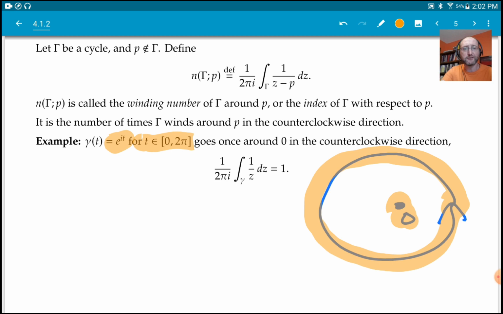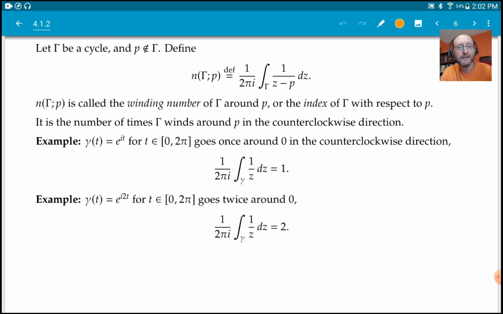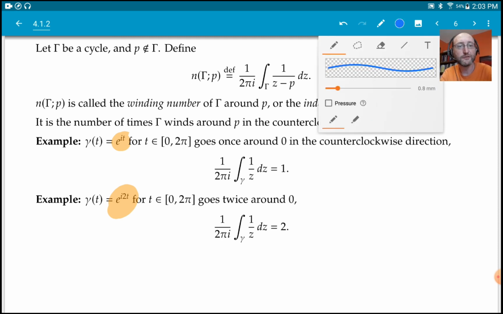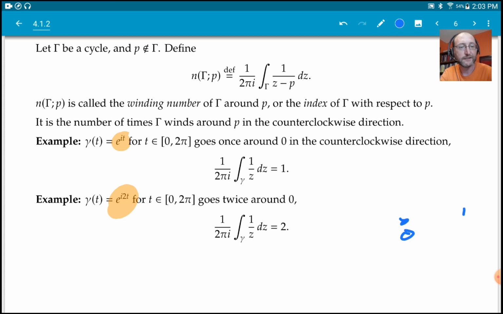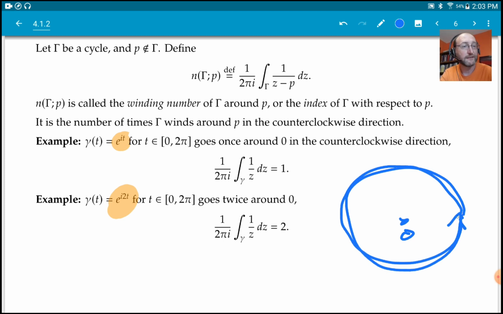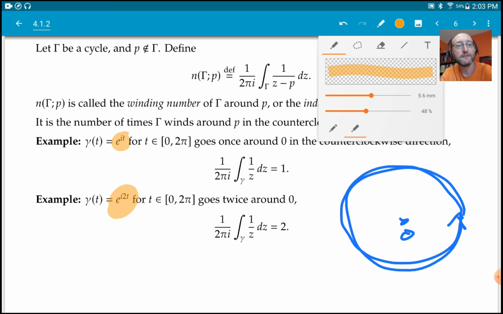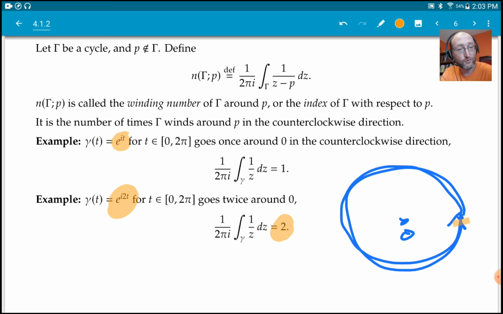And if you actually compute this integral, if you explicitly plug it into the definition, that's what you get. It's not hard to compute. So you got 1. It's precisely what we want. Let's change this a little bit. Instead of t as over here, I have e to the i 2t. Now what that does is it goes twice around. I have my 0 over here. I go around once, that's when t is pi, I went back here, and then I go around again. So I've gone twice around 0. So I would expect that winding number to be 2. I went twice around. And yes, it is 2. You just plug it into the definition again and get 2.